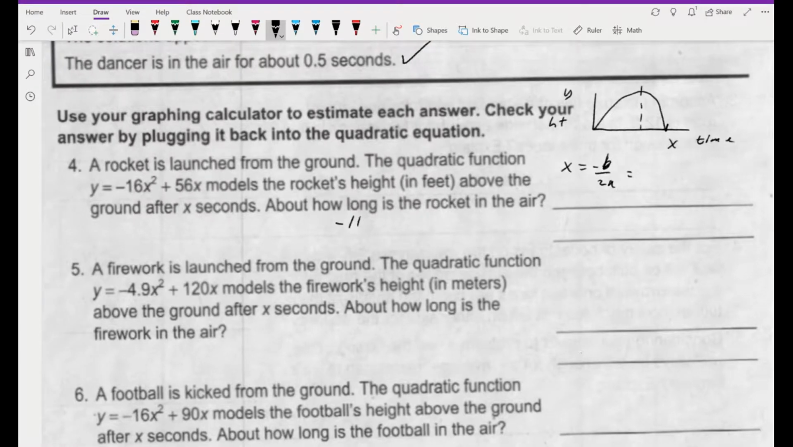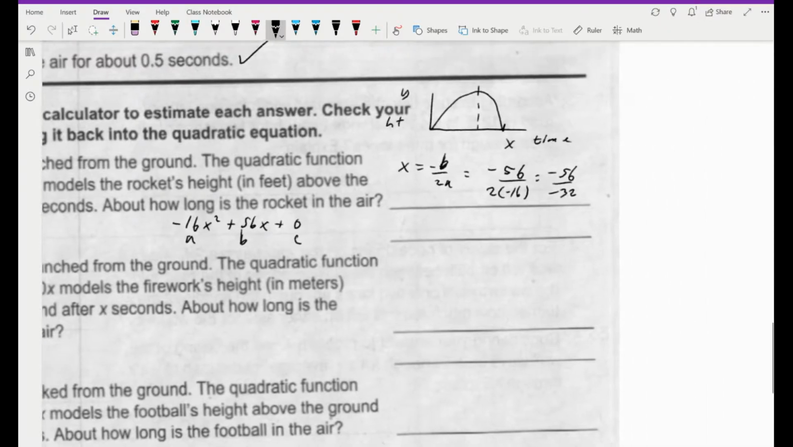Now we have negative 16x squared plus 56x, and there's a plus 0. There's no value over here. So that's the a, the b, and the c. So we're going to use negative b, which is the 56, over 2a, 2 times a, which is 2 times negative 16. So we will get negative 56 over negative 32. We can reduce this both by 8, and we'll get 7 over 4.